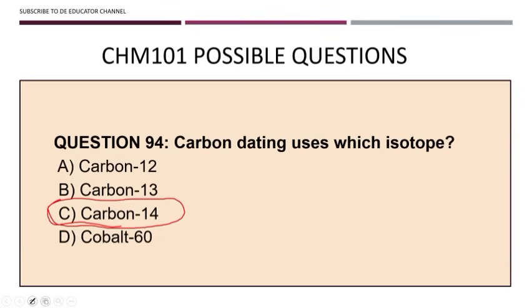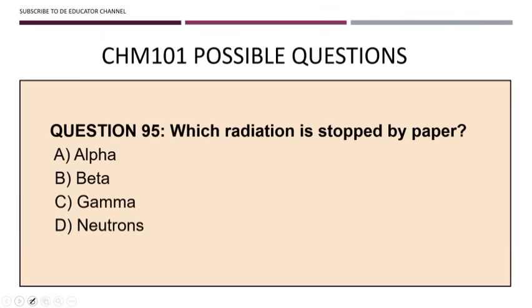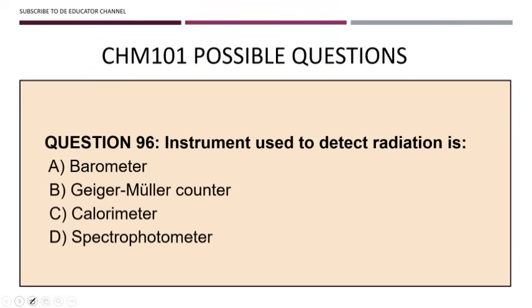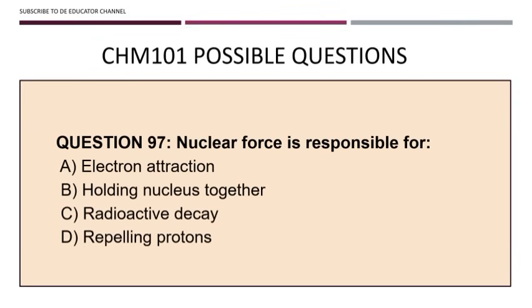It's carbon 14. Okay. Which radiation is stopped by paper? The radiation that is stopped by paper is alpha. Remember, I said you should learn their ionization energy, you should learn their penetrating power also. 96. Instruments used to detect radiation is known as Geiger Muller counter. 97. Nuclear force is responsible for holding the nucleus together. When you hear nucleus, it's holding the nucleus together.